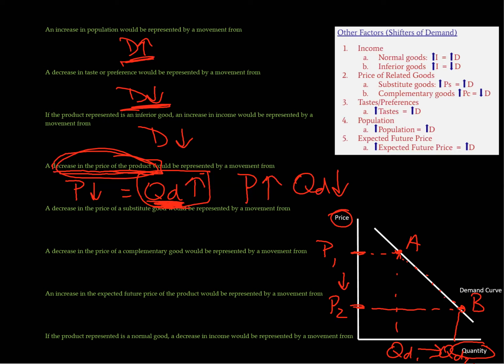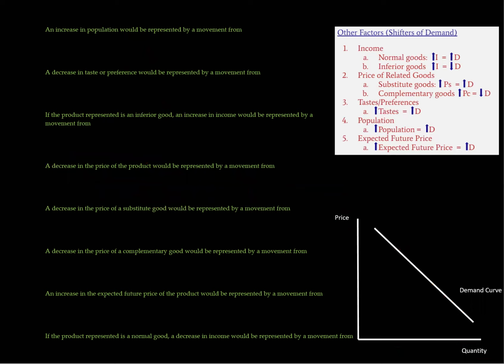All right, so that's not a shifter. It's not on the shifter list. It's the slider or the movement along the curve. All right. A decrease in the price of a substitute good. All right, so I'm not even going to say anything. Let's just look straight at the shifter list.